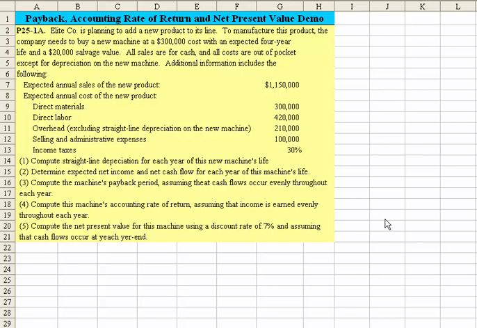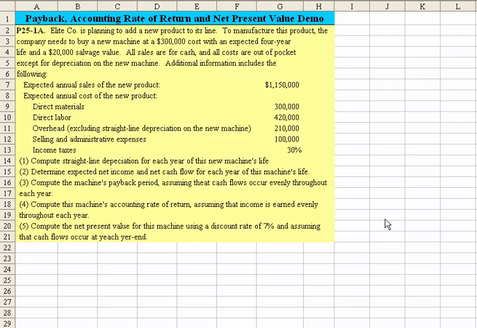Hi everyone. Let's take a look at this demonstration where we'll explore payback, the accounting rate of return, and the net present value techniques to exploring capital budgeting. The problem is P25-1A.